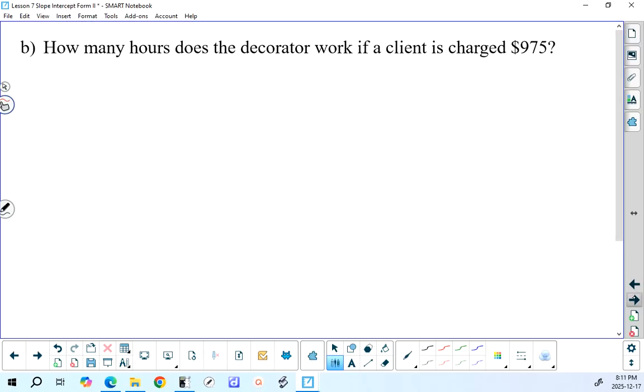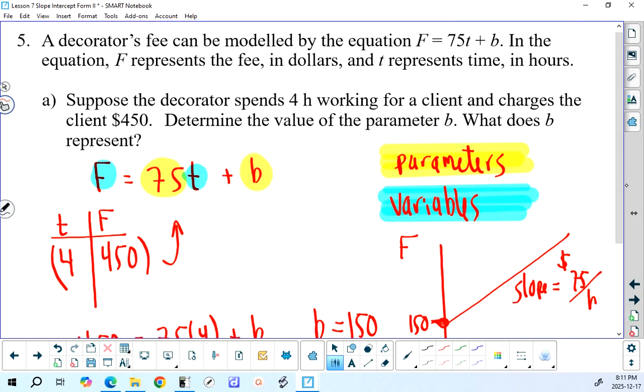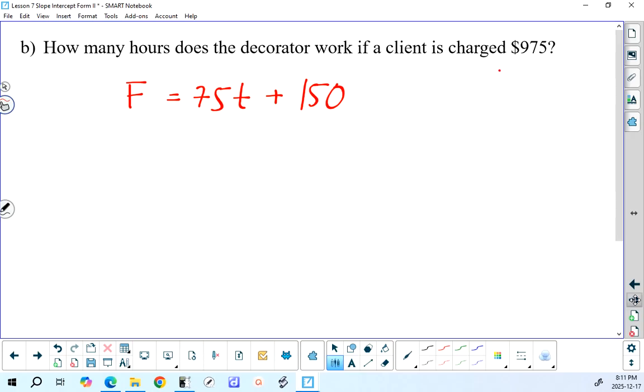How many hours does the decorator work if the client is charged $9.75? Well, now we have the formula. The fee equals 75T plus, I think it was 150. I'm going to have to go back and just double check. Yeah. So what this question has us doing is finding the time for a fee of $9.75. So we're going to put $9.75 here.